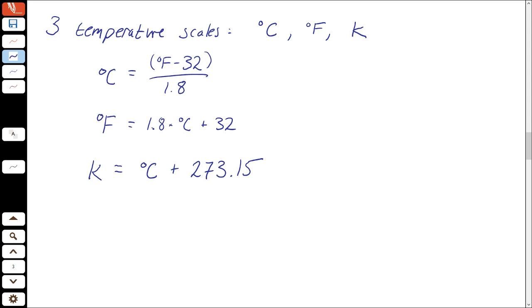That 32 is considered an exact number, as is the 1.8 because it's actually a fraction, 9 over 5. The 273.15, I don't know if that's an exact number or not. Let's see if we can find a better source. Yeah, that's all they give here. So I don't know. We can look that up. So that's how you convert from one temperature scale to another.